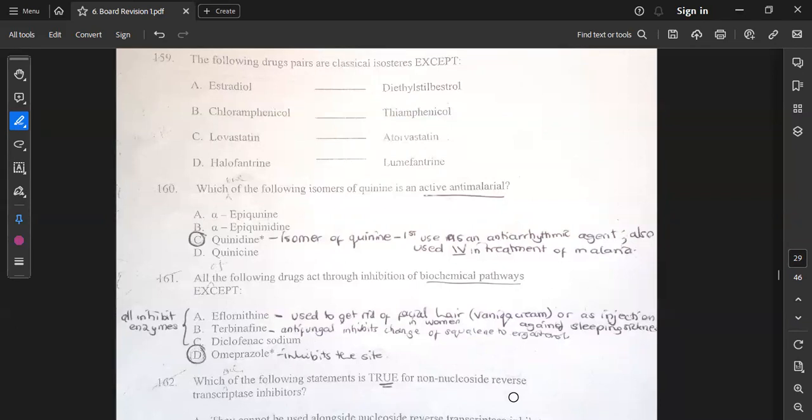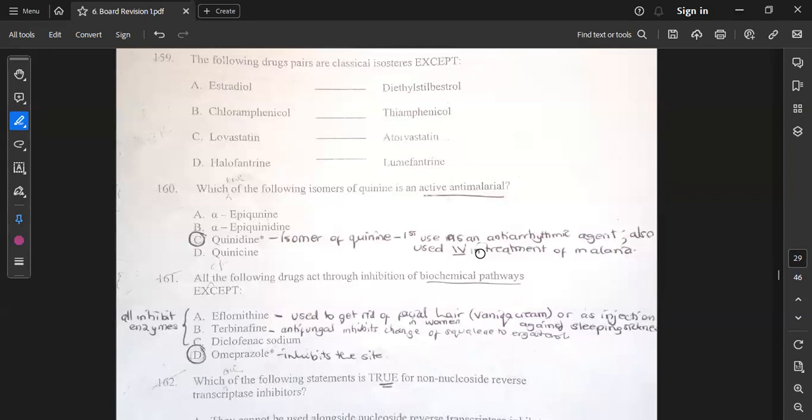Someone can confirm. Eflornithine, you can just type in the chat, you don't have to wait for me to shout it out. Ornithine decarboxylase. So the question is asking, all the following act through inhibition of a biochemical pathway, except, so that means basically a reaction, right?